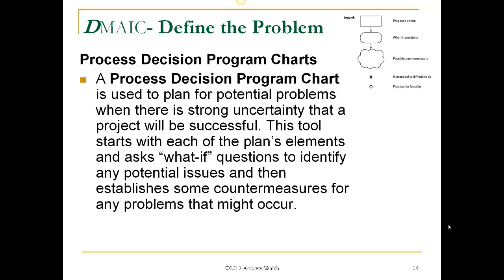Process decision program charts. These are used to plan for potential problems when there's a strong uncertainty that a project will be successful. This tool starts with each of this plan's elements and asks what-if questions to identify any potential issues, and then establishes some countermeasures for any problems that might occur.